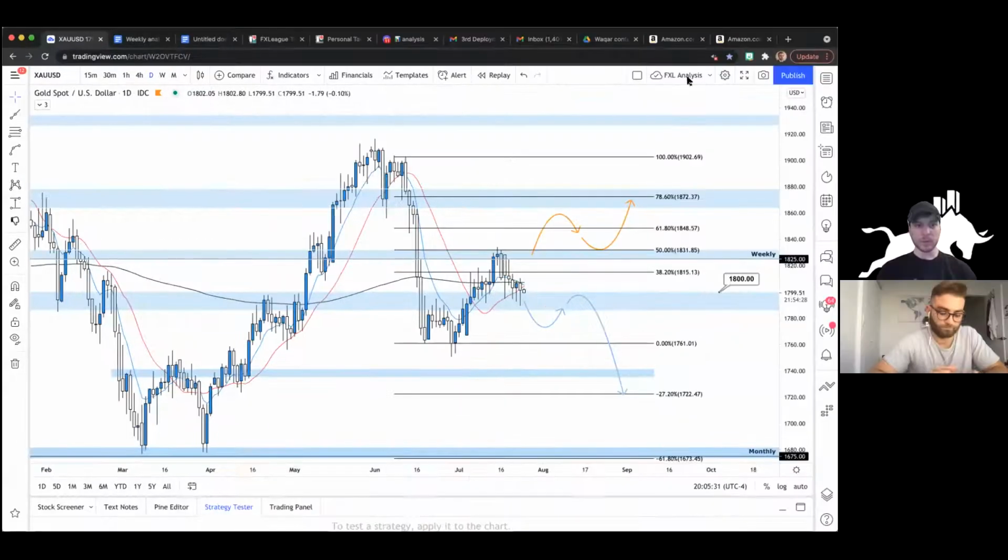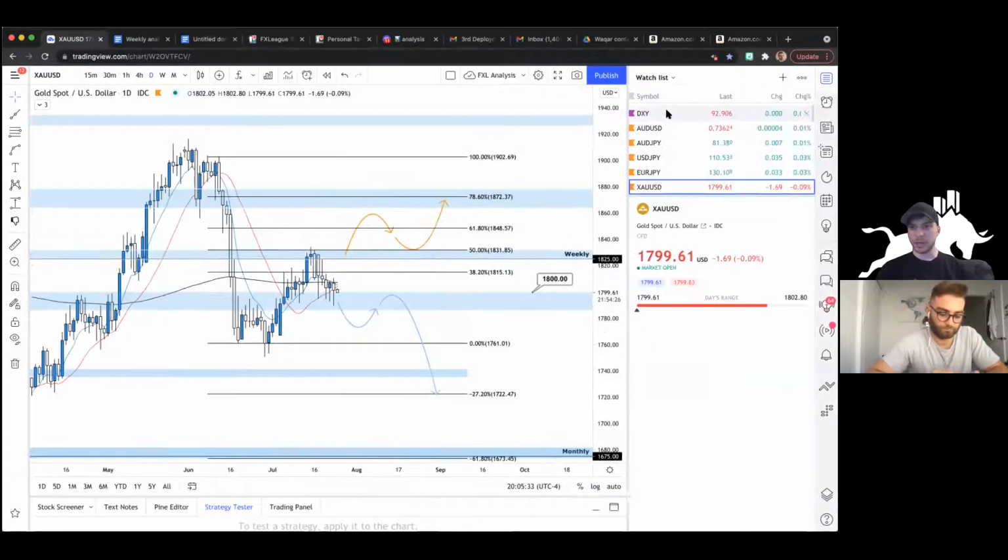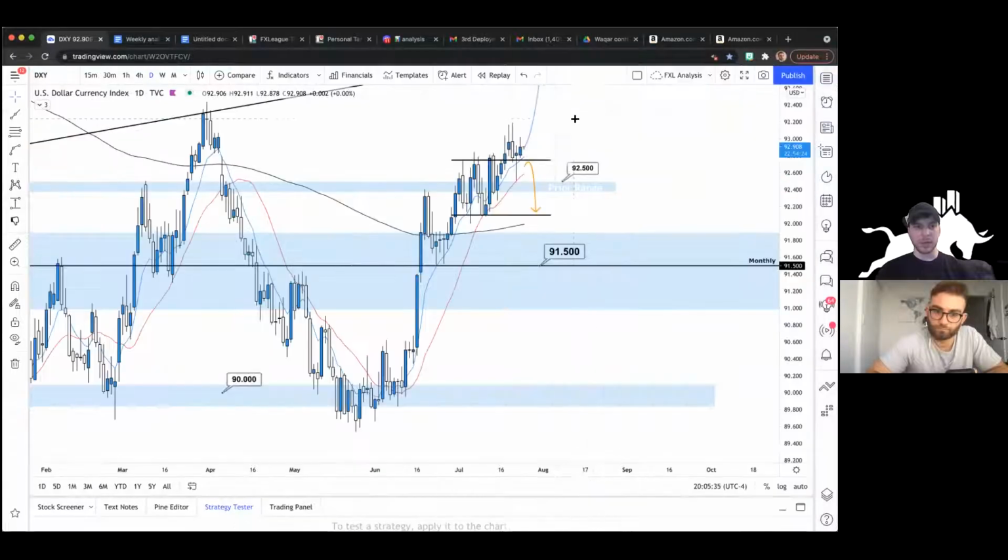So we're going to get into it. I'm going to start off sharing some pairs. We're going to start off here on DXY, and I'm going to explain why in just a second. So let's jump to the live chart. Okay, this is gold, not DXY. We'll get to that. That's one of the last ones we'll get to.